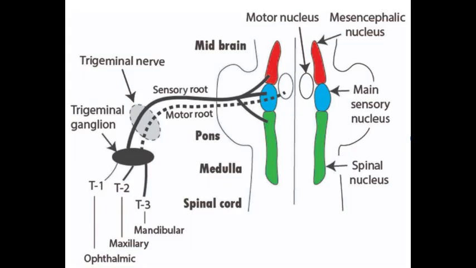Remember, the trigeminal nerve actually has its main nuclei in the pons, but then it also has extensions which cut across the entire brain stem. So you have some of the sensory nuclei in the midbrain and some of the sensory nuclei in the medulla.